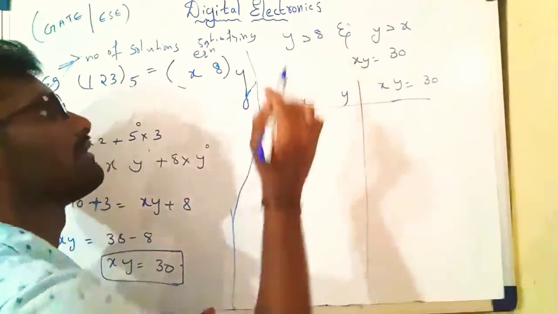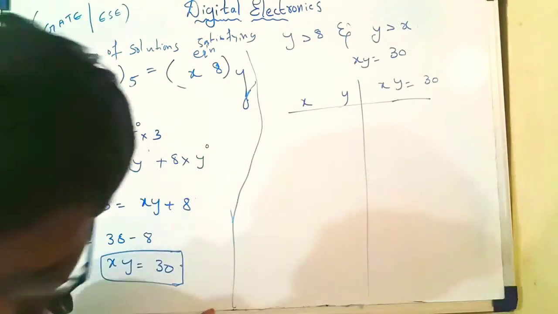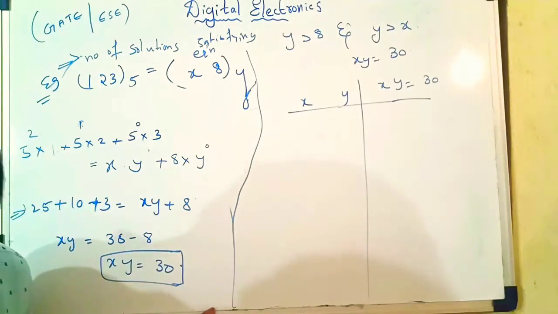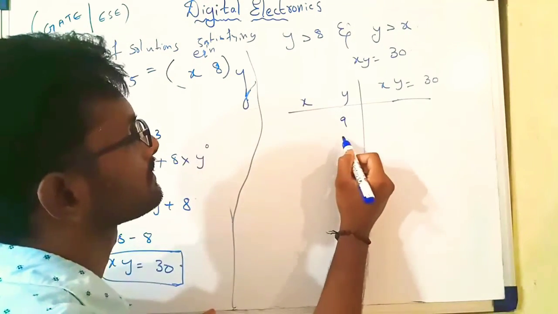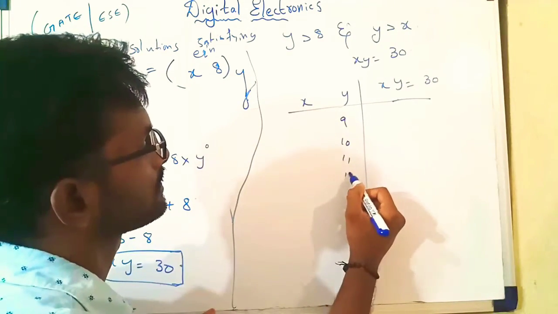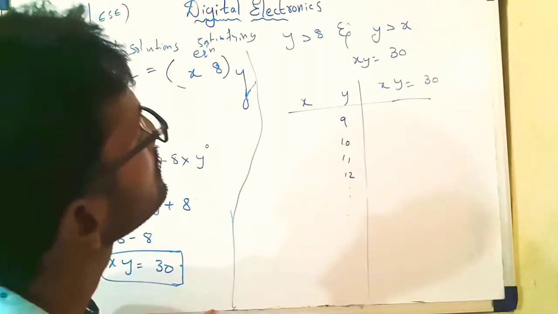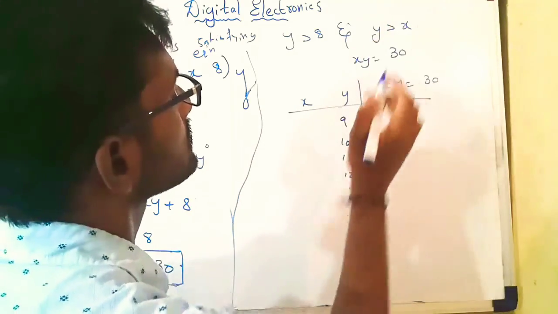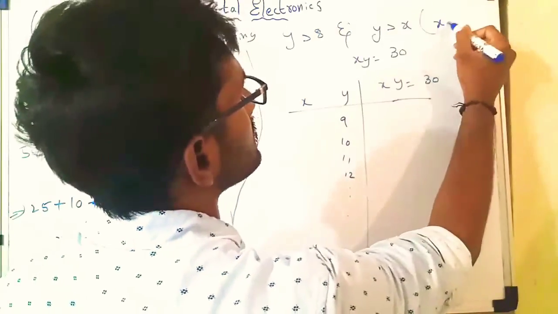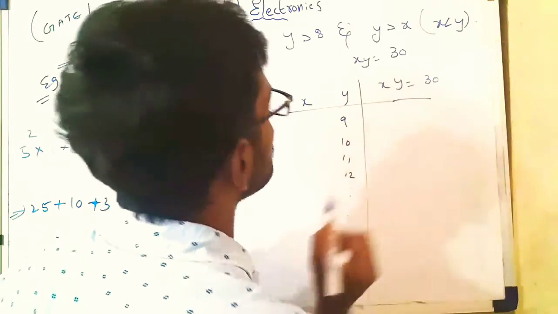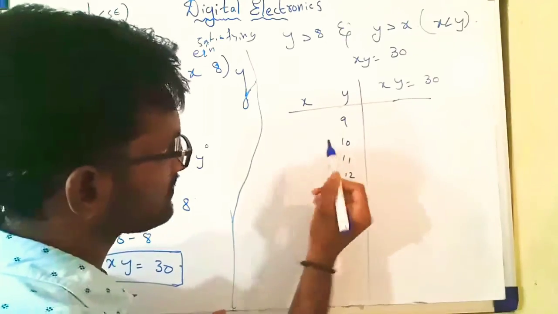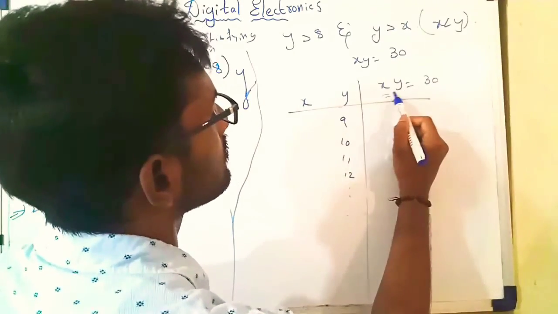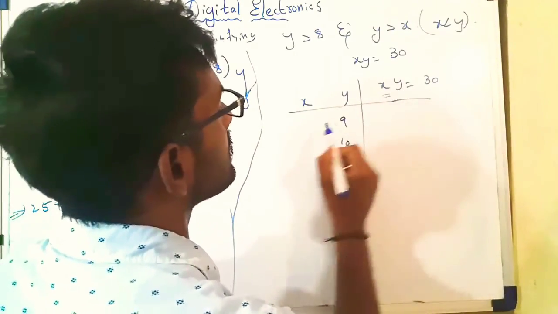Here it is given that the y value is greater than 8, so the values start from 9, 10, 11, 12 and so on. Also the x value is less than y. Less than y means, first of all, check the value of x for which xy equals 30.